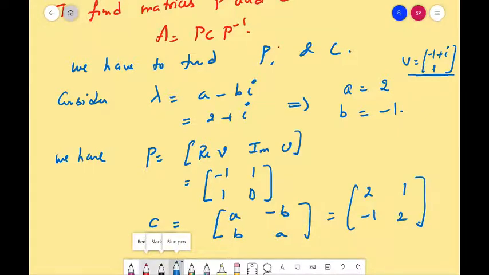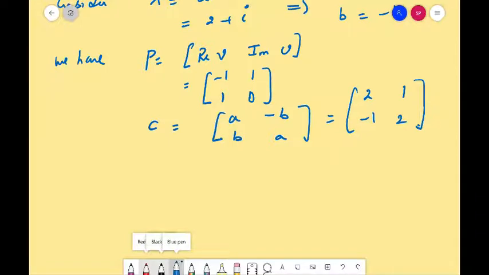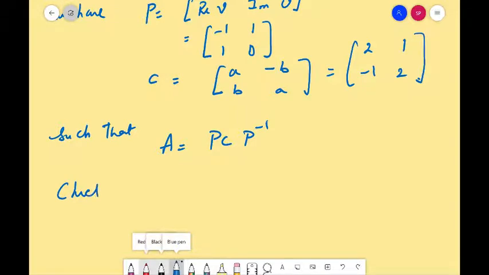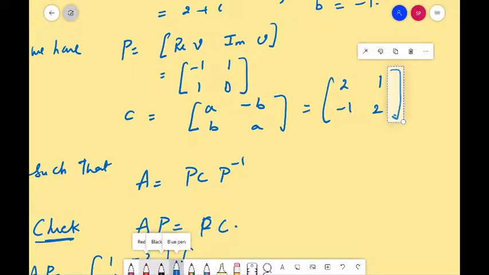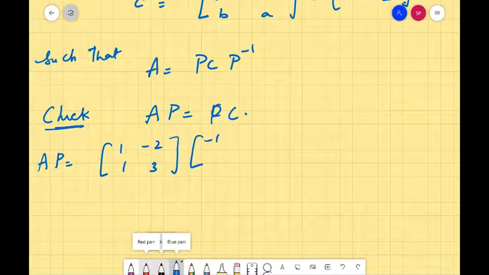Then if you take it like this, you can check that A = PCP⁻¹. To check this, you can check AP = PC. That you can consider and confirm. So let us check that. What is AP? What is the matrix A here? [1, −2; 1, 3]. And what is the P matrix we got here? The P matrix is [−1, 1; 1, 0].